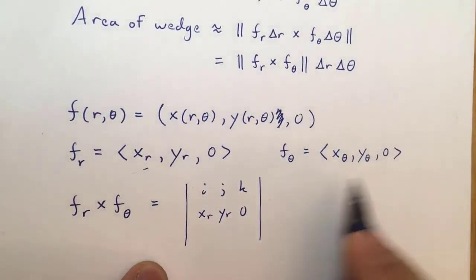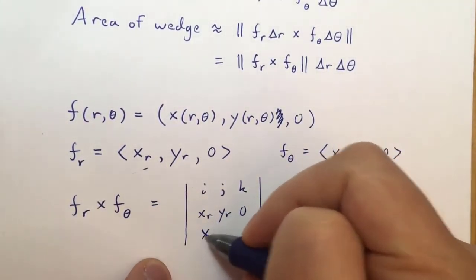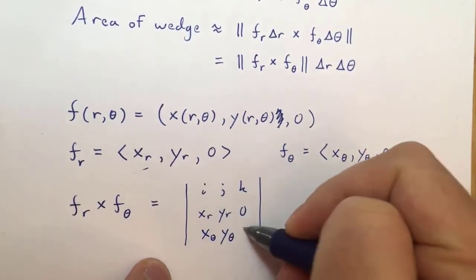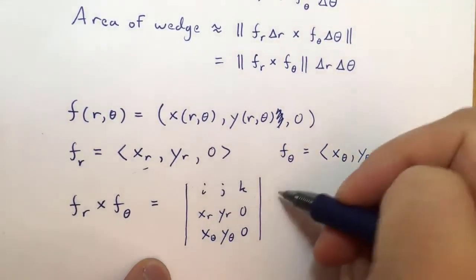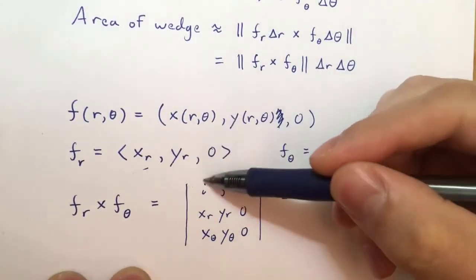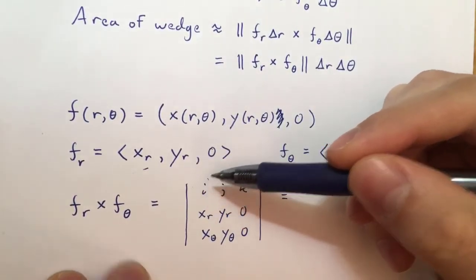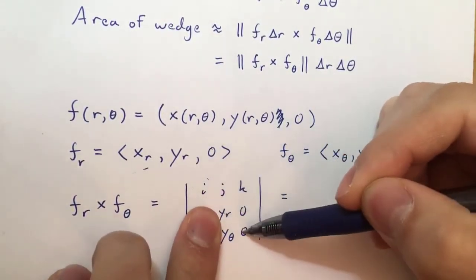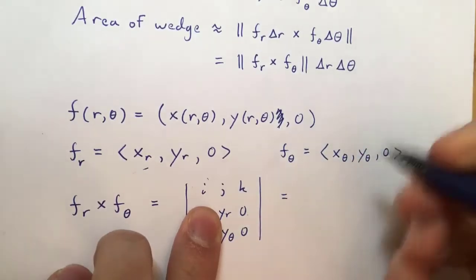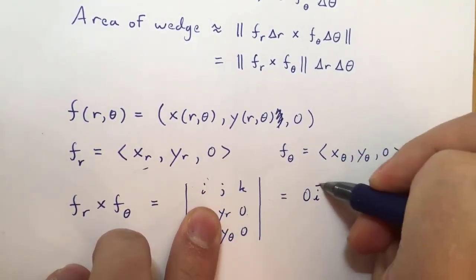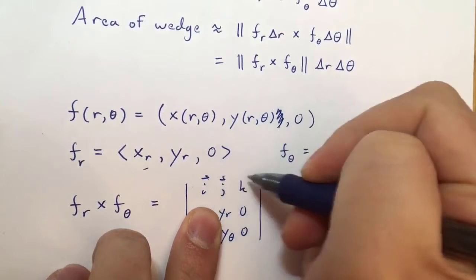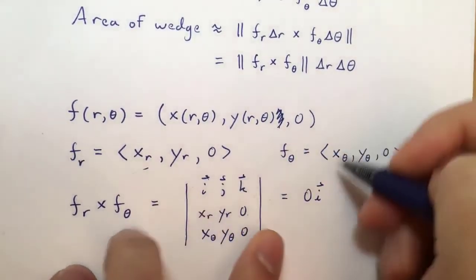And then I'm going to write down my F theta vector. And then I'm going to take the determinant here. All right, so the i component is going to be the determinant of this. So it's this times this minus this times this. Well, that's 0, so it has no i component. These are the unit vectors, remember.